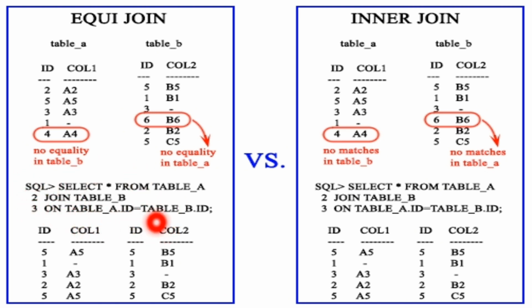So if you see that output, you may get to know here ID4 is missing and ID6 is missing because that don't have the equality. Like this EQ join will be performed.